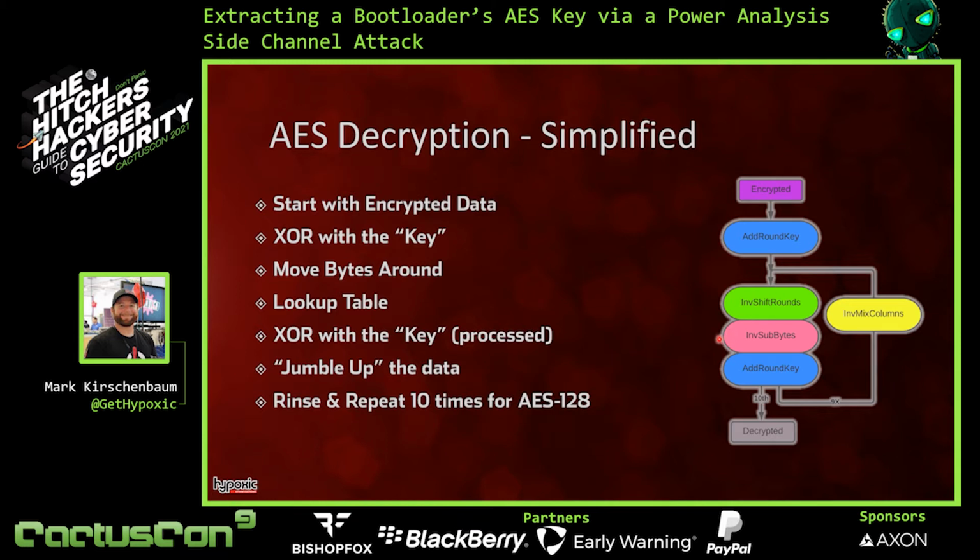Again, we're going to continue this flow. We're going to add another round key to it. And then we're going to do a process called inverse mix columns, and we're going to be doing this 9 times. On the 10th time, we're going to spit it out, and we're going to have decrypted data. So this is what it looks like for AES-128. We're going to rinse and repeat it 10 times.